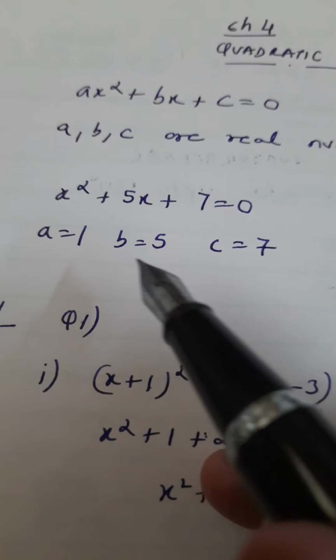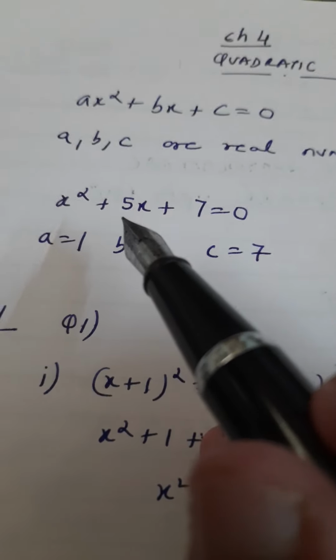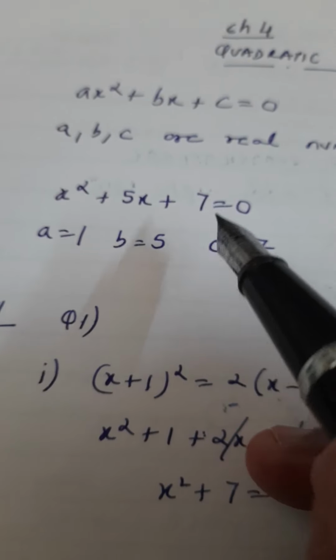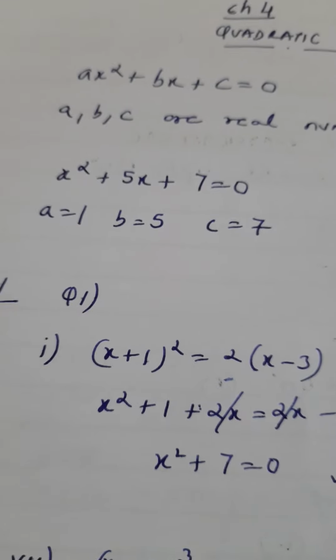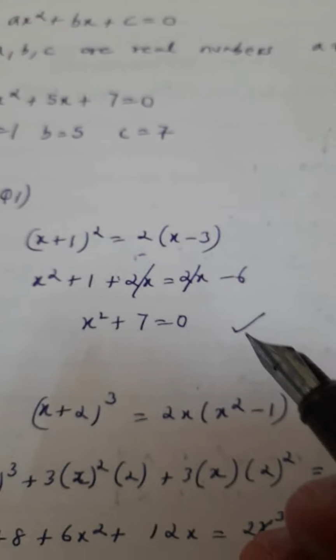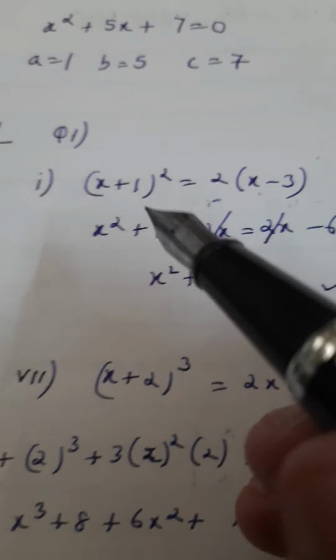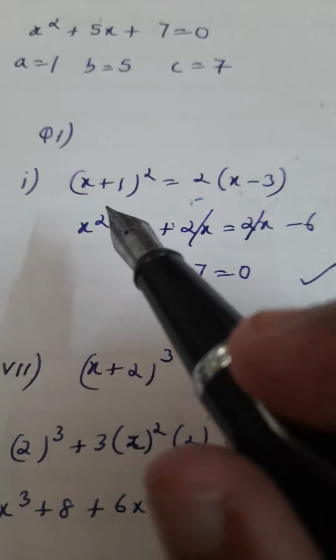So how to identify a, b, c? This is clear, I suppose. A is the coefficient of x square, b is the coefficient of x, and c is the constant term. So how to identify a quadratic? That is the first thing that you have to do in a quadratic equation. If you look at the first exercise, exercise 4.1, you have to identify quadratic equations. This is the first question there.